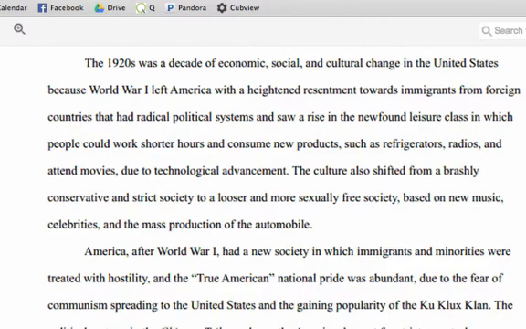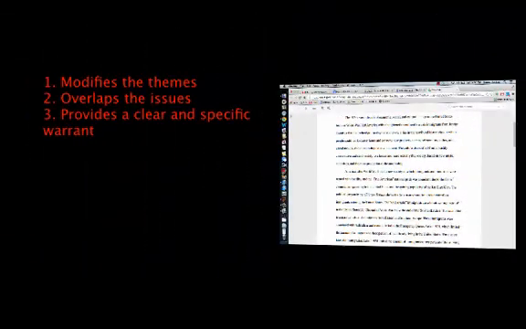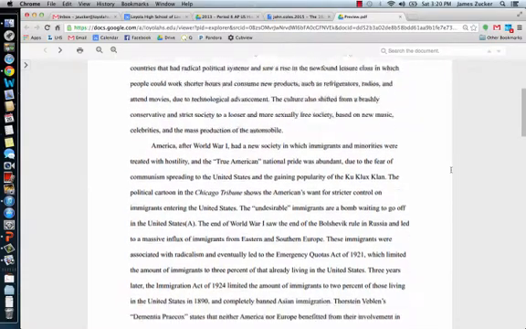So here's why this is such a good thesis statement. The thesis statement starts off by repeating the major issues in the question. If it had stopped there, this would not be a good thesis statement. But he modifies it by providing specific modifiers on economic, social, and cultural without being too factually specific, and he overlaps all three issues. That's why this is an excellent thesis statement. So now let's go to the first body paragraph.